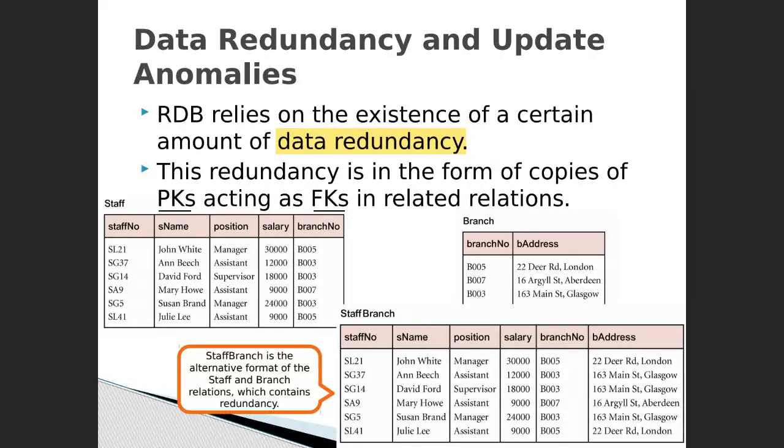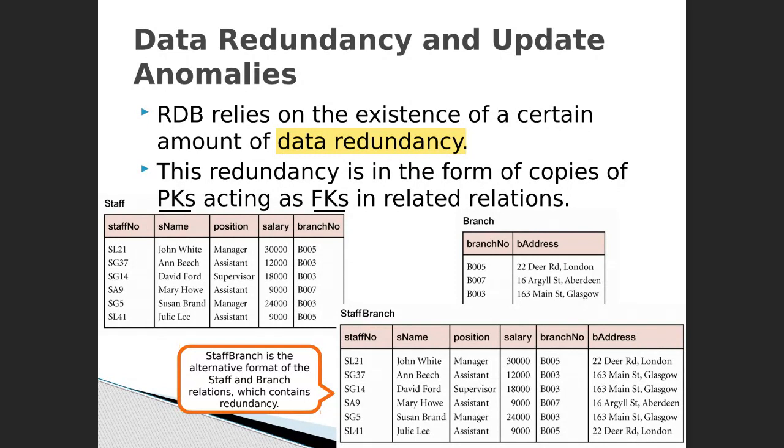Okay, this is the alternative form of the staff standalone and branch standalone relations. If we combine these relations together, there will be redundancy. Why? Because look at the staff number and staff name here, this is okay. But if we combine these together, more than one branch number will be repeated, because more than one staff member will belong to the same branch, right?